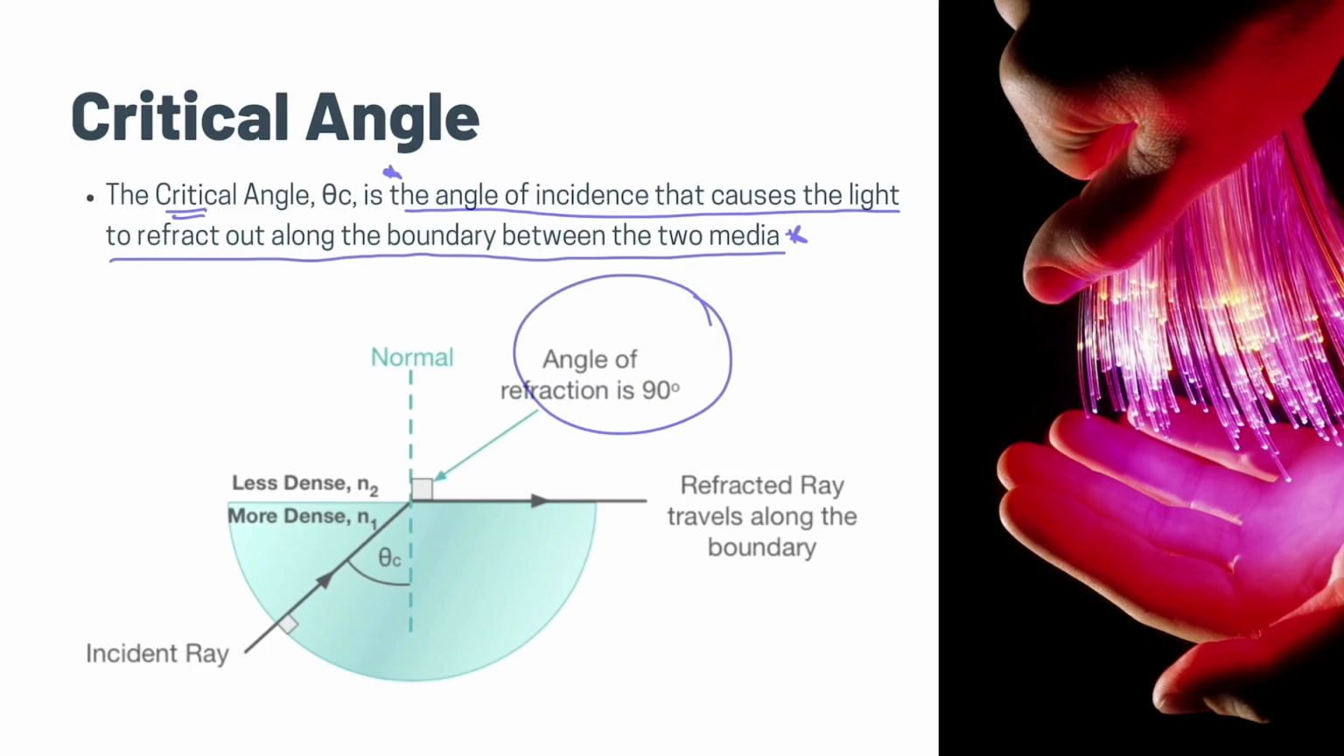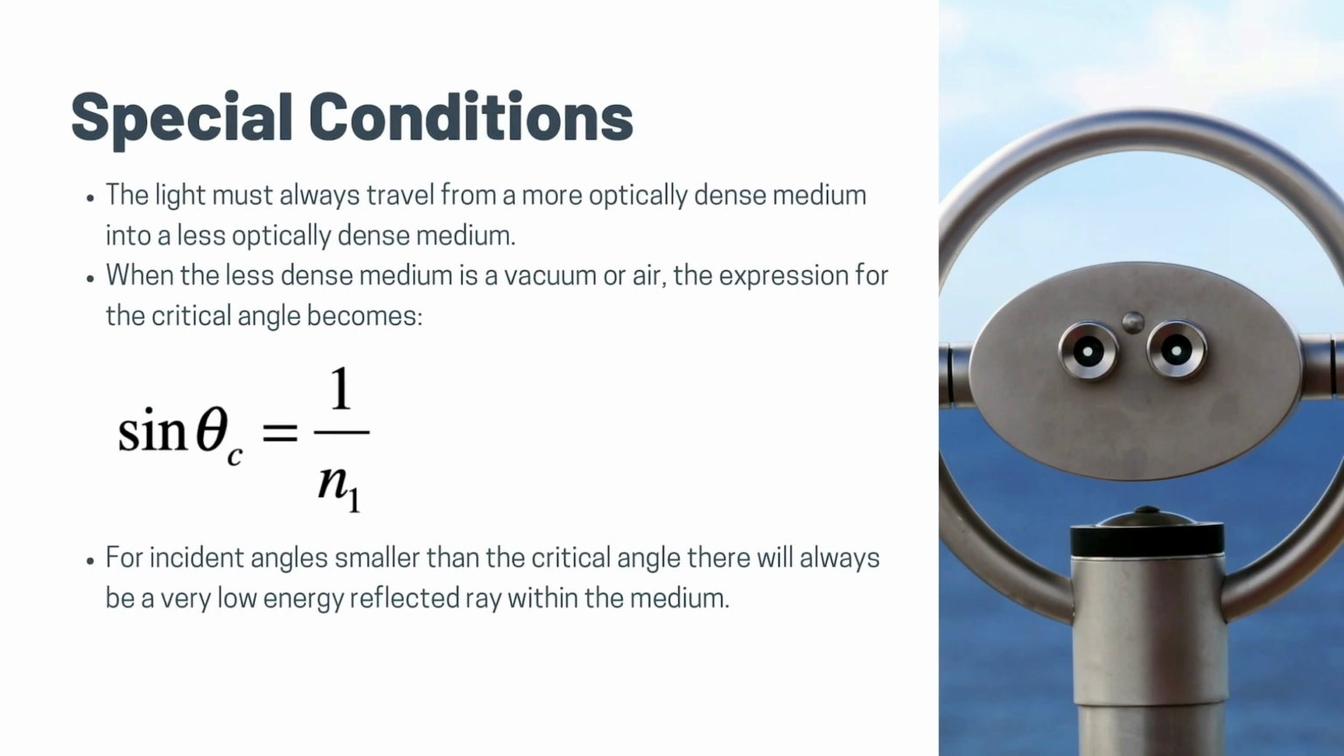I'd pop that in your definition section of your notes right now. And you can see that when we look at the critical angle, and it's shown in this diagram here, the refracted angle is 90 degrees. The incident angle is not i, it's theta C. Some people call it theta C, some people just call it C, but that's the critical angle there.